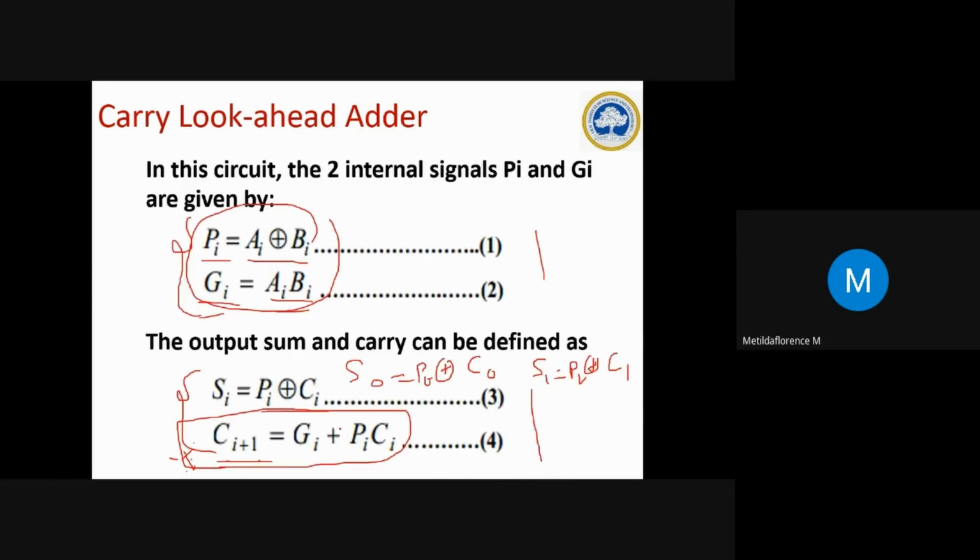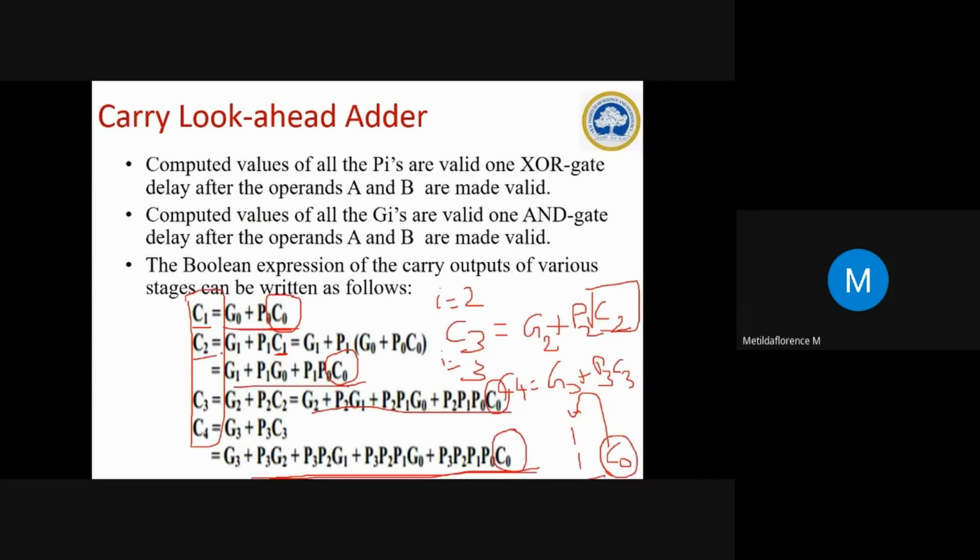After that, based on this Pi and Gi, we have to write the sum and carry expression. In this, we have to concentrate only on carry. So, C1 equals G0 plus P0 C0. Next step is C2, where the i value equals 1. If you put it, I will get C2. So in C2, what is the expression? G1 plus P1 C1. Here I know the value for C1. You just apply this expression here and you will get this one.